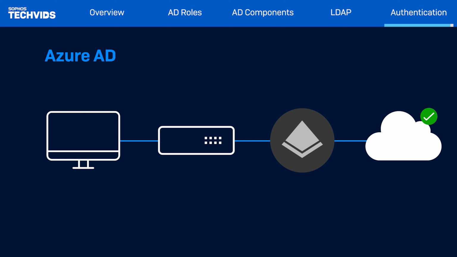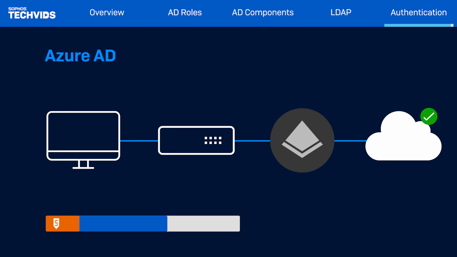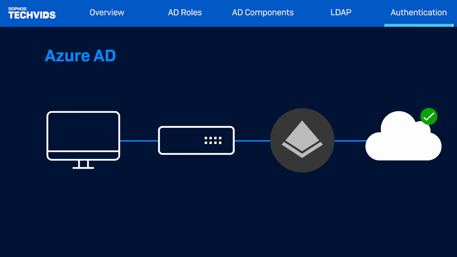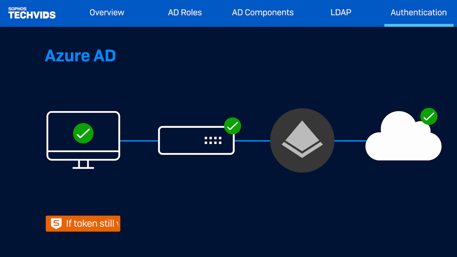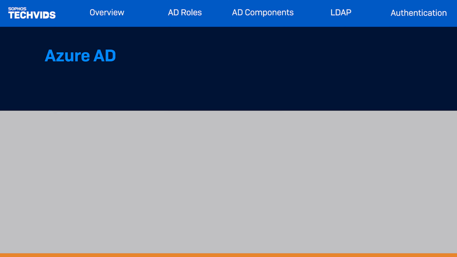When an Azure AD user signs out of the firewall, the authentication token isn't removed from the browser. The token remains valid for 7 days from the first sign-in. So, when a user clicks SSO to sign into the firewall again, they're automatically signed in if their token is still valid. And that completes our overview of Active Directory.